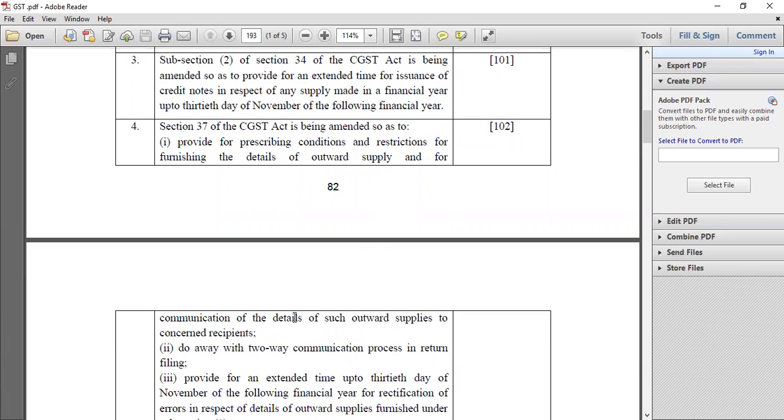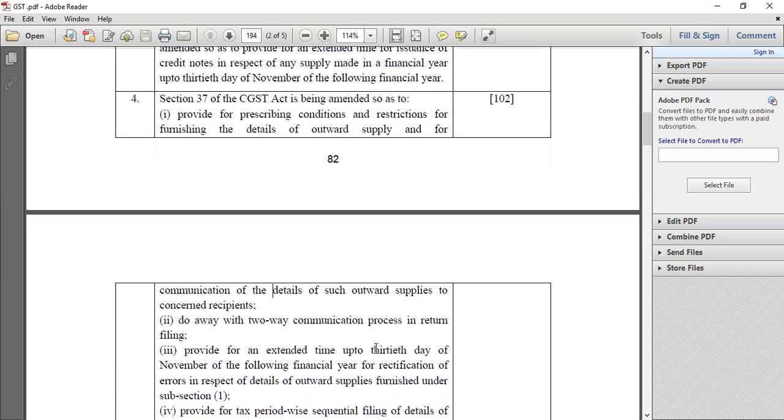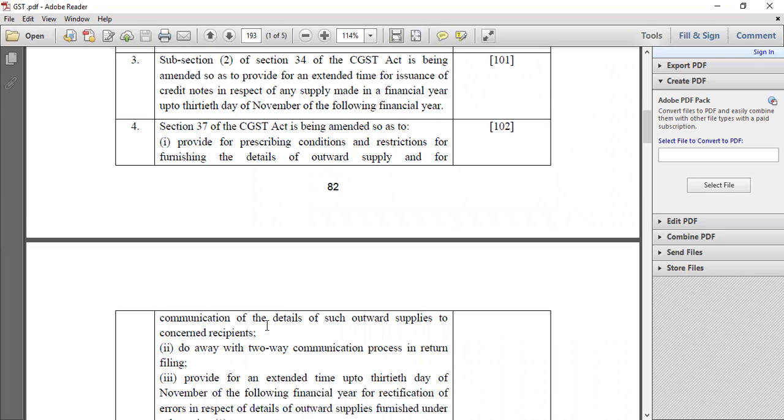So this plan is now done away with. The two-way communication process, this communication of outward and inward supplies by the taxpayer, which is done by the supplier, that communication process is being done away with. So this Section 37 of the GST Act has been amended.